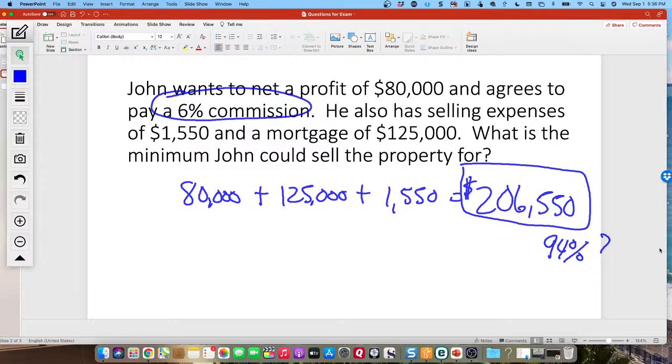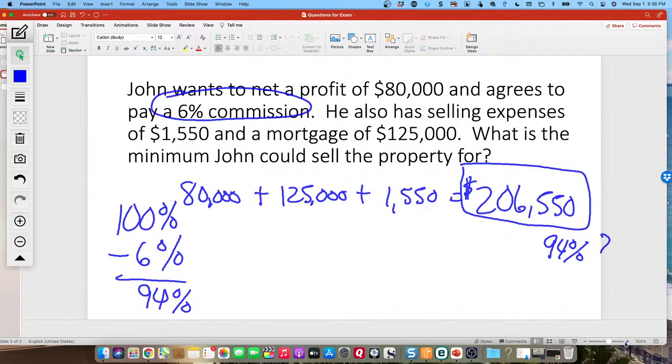So you're probably saying, how do you know that? Well, 6% is the commission. So if you had 100% and you subtracted a 6% commission, that would give you 94%. This now is just a matter of working a T problem.